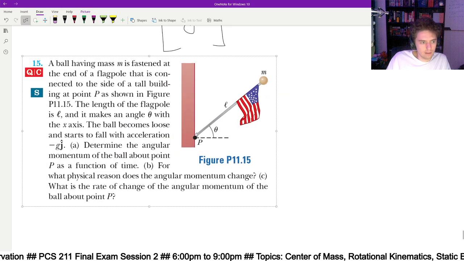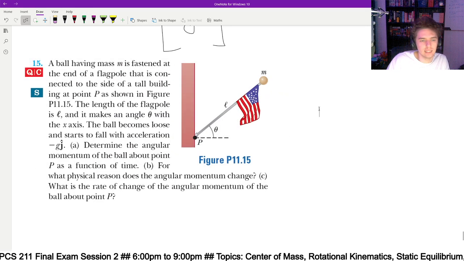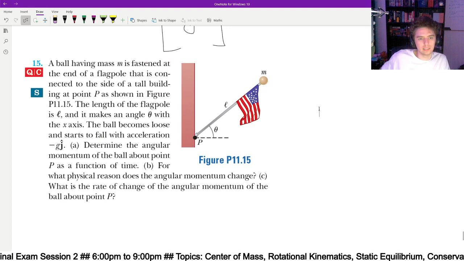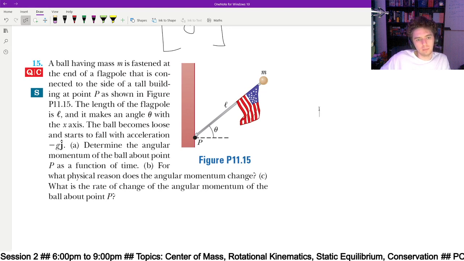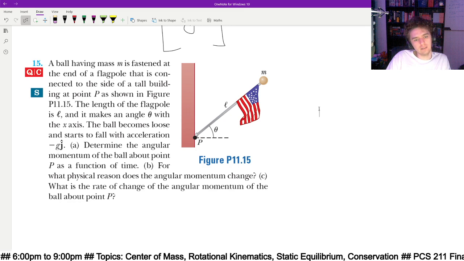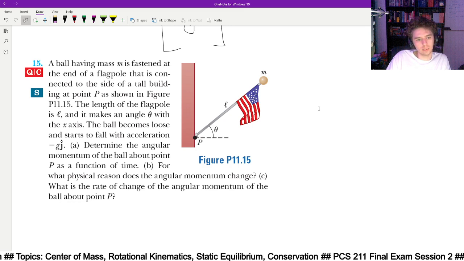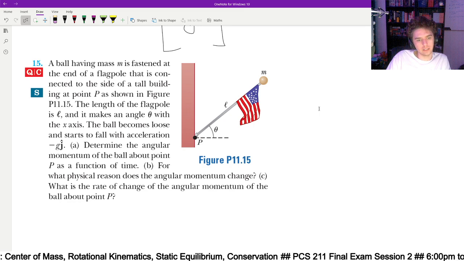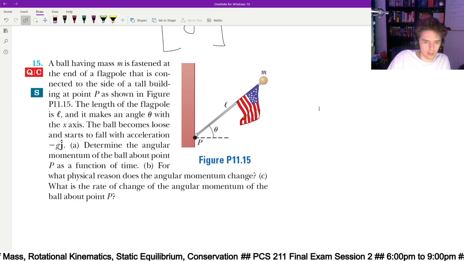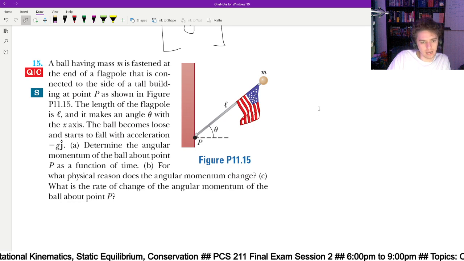A ball having a mass m is fastened at the end of a flagpole that is connected to the side of a tall building at a point P as shown in the figure. The length of the flagpole is L, and it makes an angle of theta with the x-axis. The ball becomes loose and starts to fall with acceleration g. Determine the angular momentum of the ball about point P as a function of time.